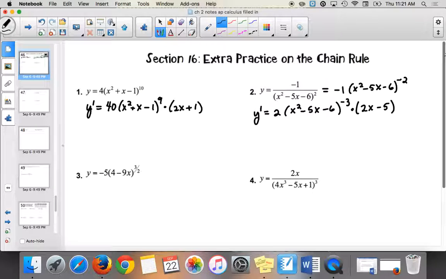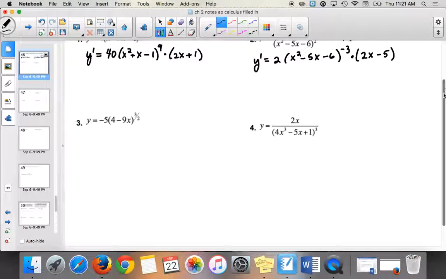All right, so the next one, we have -5 and then 4 minus 9x to the 3 over 2. So we're going to do y prime equals -5 and then times 3 over 2. So I'm going to have -15 over 2, and then I'm going to have 4 minus 9x, and I subtract 1 from the power. So what do I get? Yeah, 1 over 2, exactly. And then times the chain, which is -9.